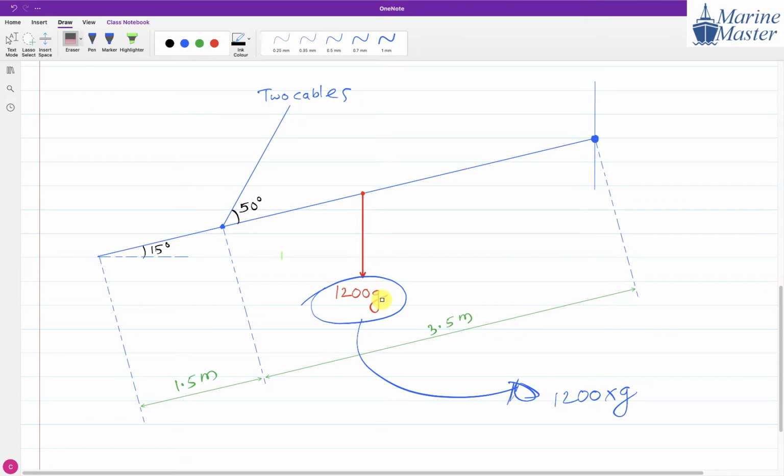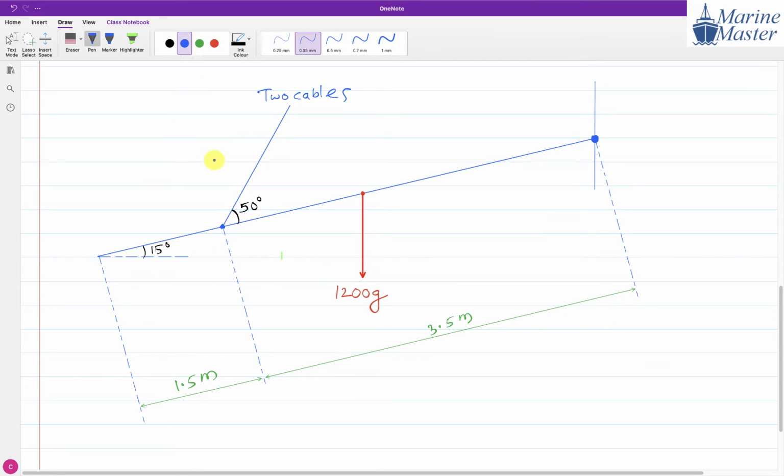Here g stands for acceleration due to gravity. So 1200 g, try to understand the scenario. 1200 g means we will get this value in Newton. It is not a gram; g is not a unit. So 1200 multiplied by g, we will get the weight in Newton. Weight means gravitational force.